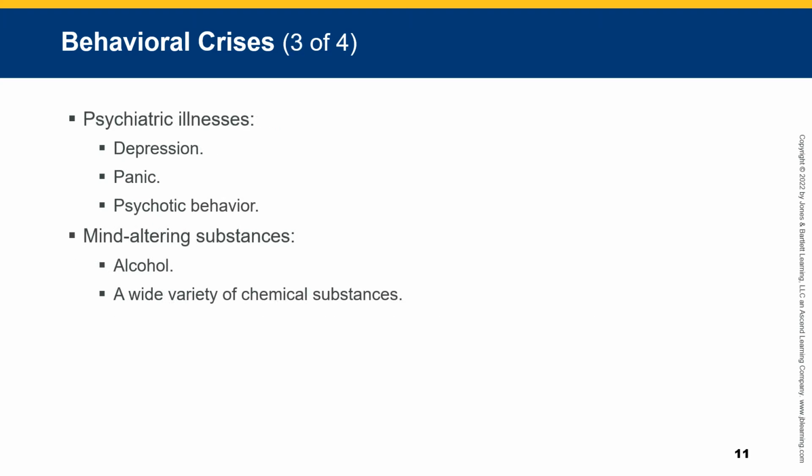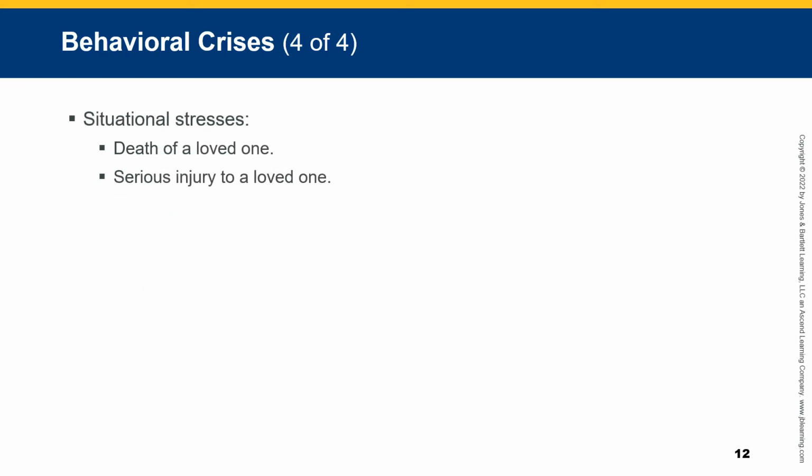Psychiatric illness can contribute to behavioral crises, and they can include depression, panic, or psychotic behavior. Mind-altering substances can be a factor in behavioral crises as well, and they can include alcohol or a wide variety of chemical substances. There are situational stresses that can contribute to a behavioral crisis, and they can arise from a variety of emotional traumas, including, but not limited to, death of a loved one or a serious injury to a loved one.